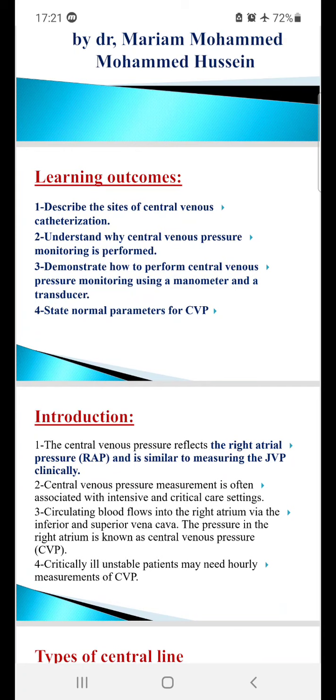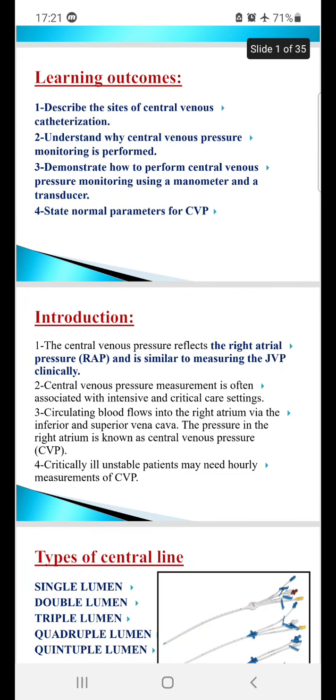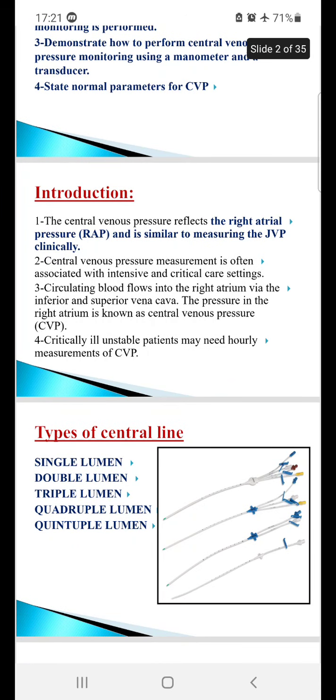Introduction. The central venous pressure reflects the right atrial pressure and is similar to measuring jugular venous pressure. The central venous pressure measurement is often associated with intensive and critical care settings. Circulating blood flows into the right atrium via the inferior and superior vena cava. The pressure in the right atrium is known as central venous pressure. A critically ill, unstable patient may need hourly measurement of CVP.